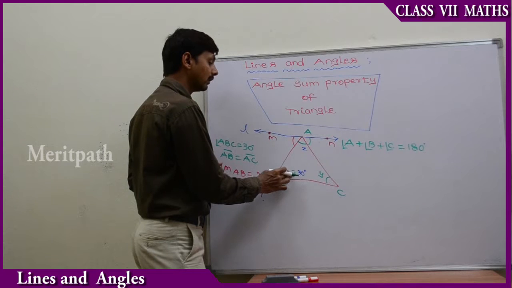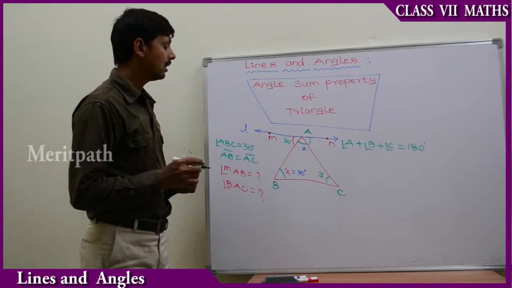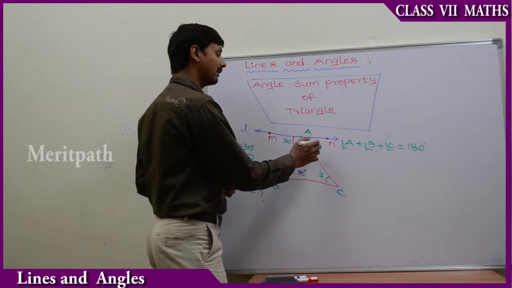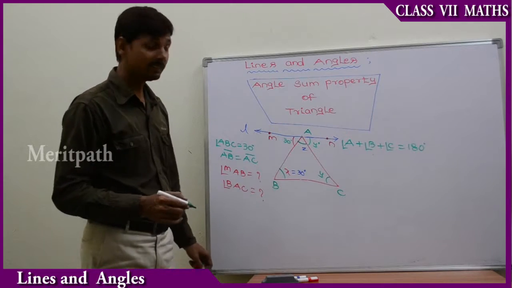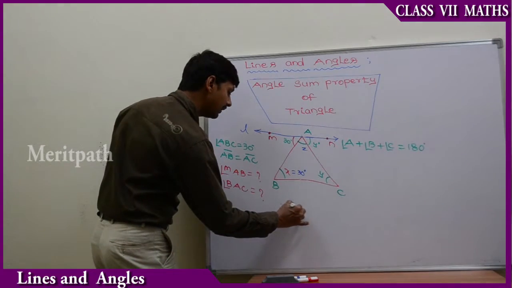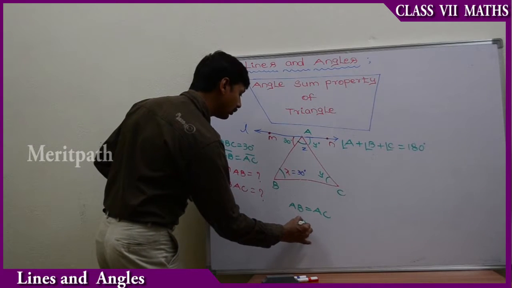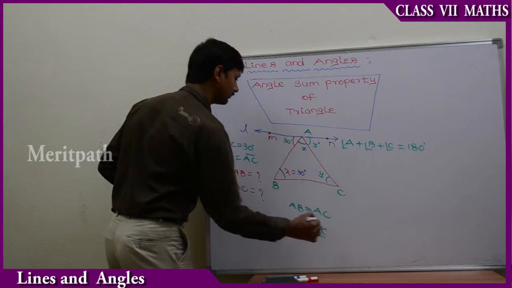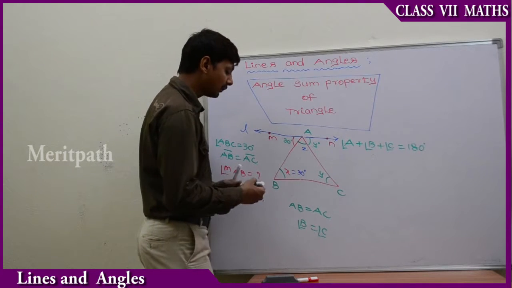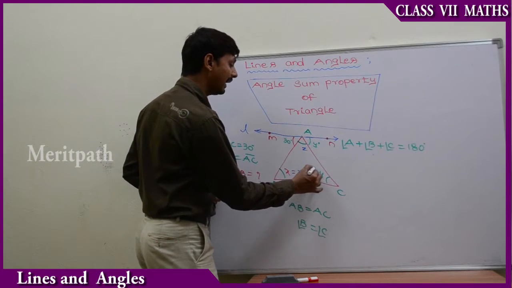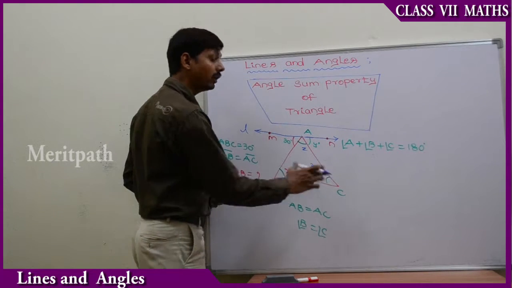If this is 30 degrees, we get the same angle of 30 degrees there. And here, if this is Y, we get the same Y here, and we know AB is equal to AC. Then angle B is equal to angle C. If X, the angle B, is equal to 30 degrees, then Y is also 30 degrees because angle B and angle C are equal.